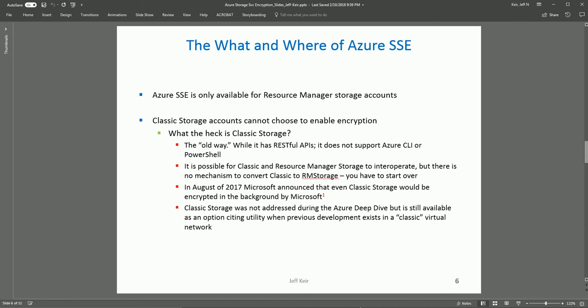There is mention that SSE is only available for Resource Manager storage accounts. So what are we talking about? Because Resource Manager is what's in the Azure portal, right? That's what's in the Azure CLI. This is what we use.